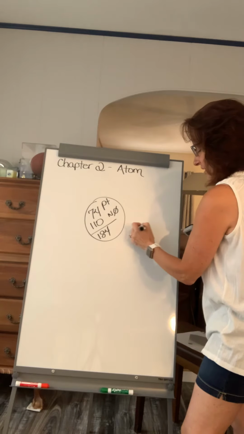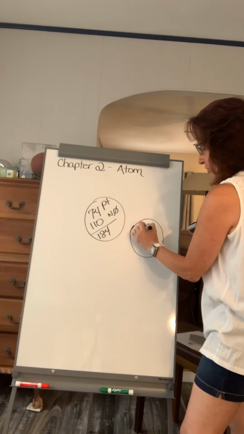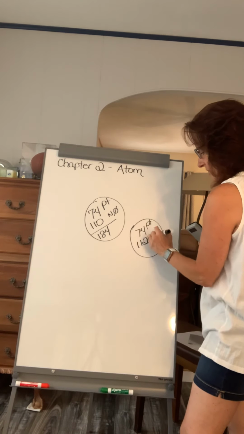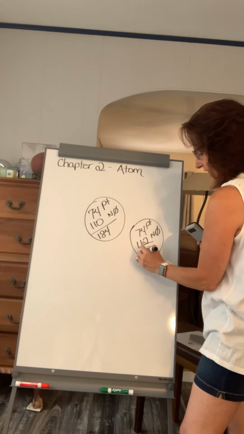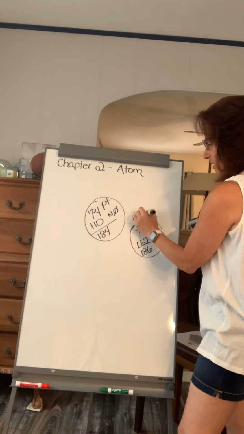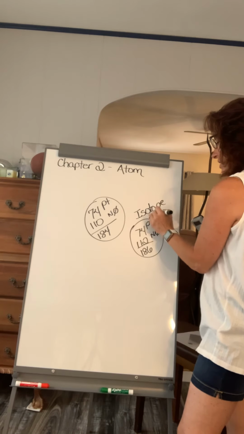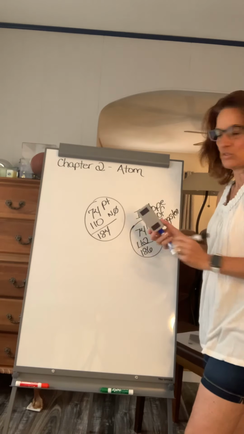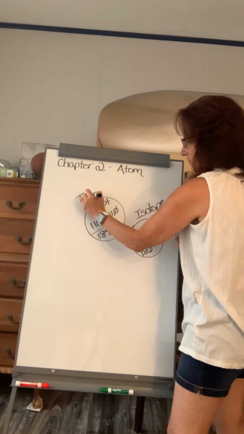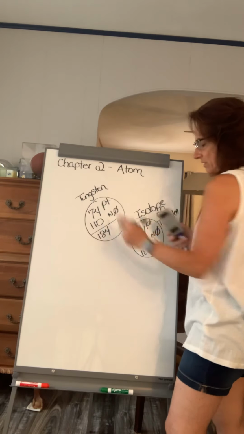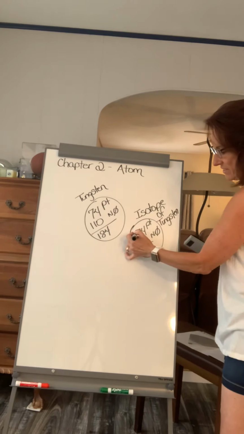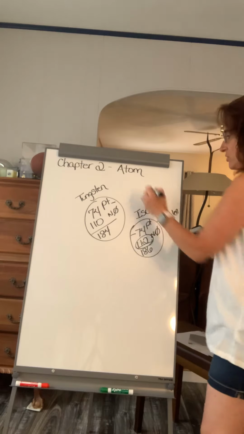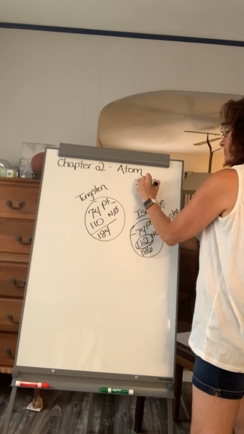But let's say another atom of it had 74 protons, but it had 112 neutrons. Then it would weigh 186, and this would be considered an isotope of tungsten. Okay, so this would be like a regular tungsten atom, a stable tungsten atom. This would be an isotope because it has the same number of protons, but a different number of neutrons. Okay, so isotope, different number of neutrons.